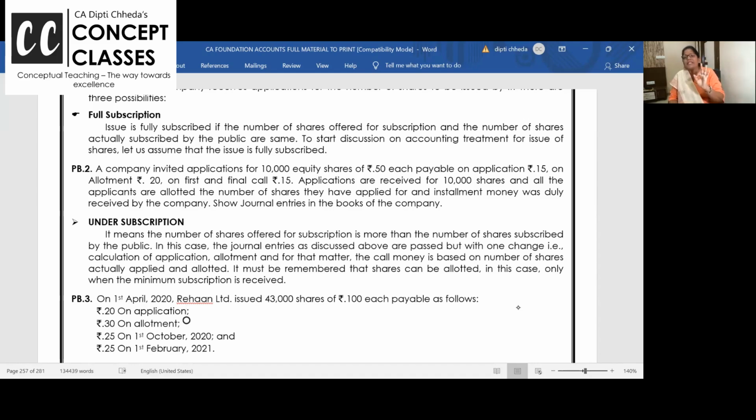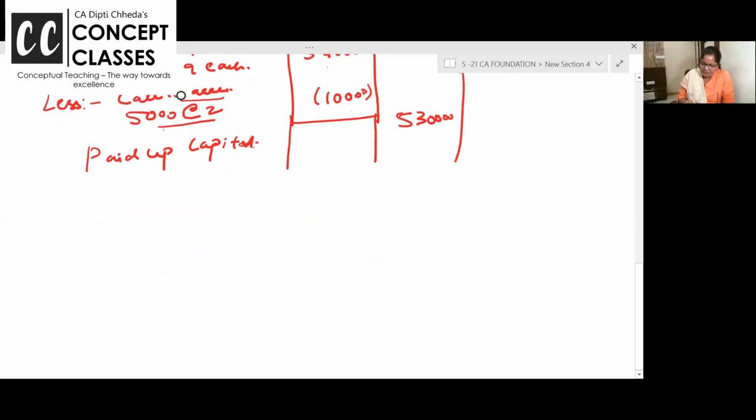Acha, this problem is crystal clear. 15 on application, 20 on allotment, 35, plus 15 on final call. And they have not given the dates. If they give the dates, you can write 1st June application is received, then allotment is done and so on. So just a very routine basic level problem where the issue is normally subscribed. If it is over or undersubscribed, tab kya karenge? I will tell you. Chalo, let us start with this.